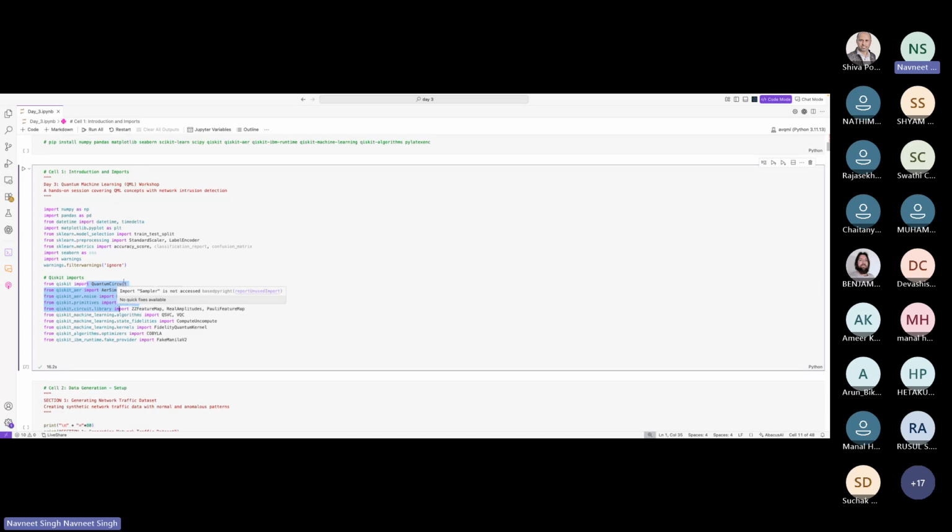The first one is the core Qiskit object, the quantum circuit. This is how we build our quantum algorithms, a sequence of gates applied to the qubits. Then the Aer simulator. This is a high performance simulator that pretends to be a quantum computer but runs on our classical hardware. We will use it to simulate the quantum circuit without needing a real device.